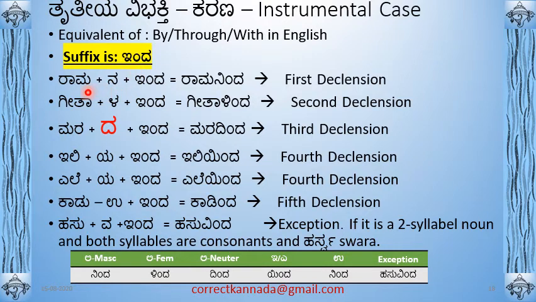Inda. Okay. Again, there is only one suffix for the instrumental case, but depending upon the declension, right, which is the ending letter, different letters are added. Na, la, da, ya, right, va are added, and therefore you are getting these variations, right? These variations. But actually, for this instrumental case, there is only one suffix which is inda. Rama plus na plus inda, Ramananda. Ramananda, right? From Ramananda, by Rama. Ramalinda. Geetalinda. Geetalinda means by Geeta.